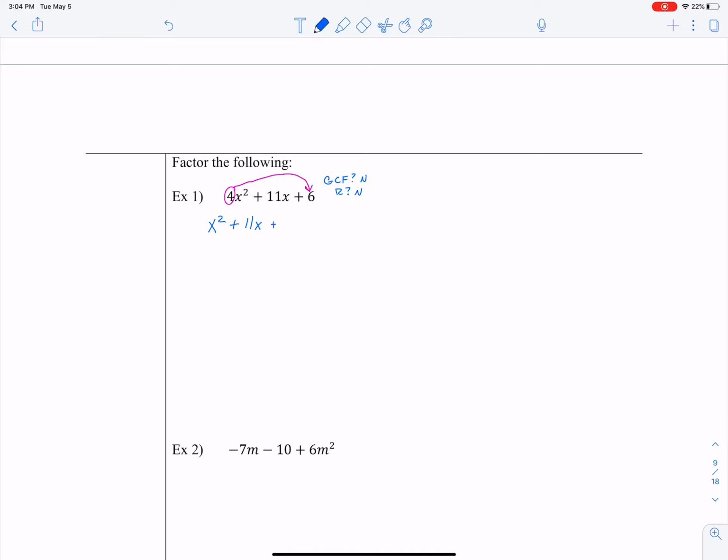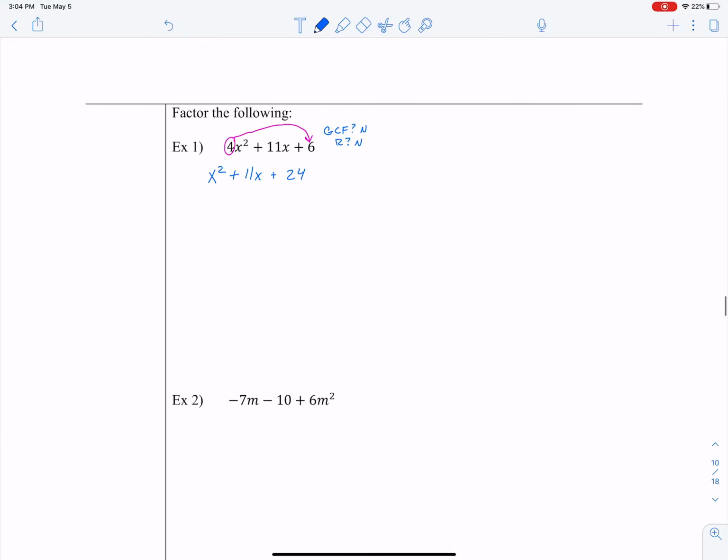And for our final value here, we're going to multiply our 4 and our 6 together. So 4 times 6 is going to give us 24. Okay, so this 24 is from 4 times 6. So now this is in a format that we recognize. So we're going to now factor.